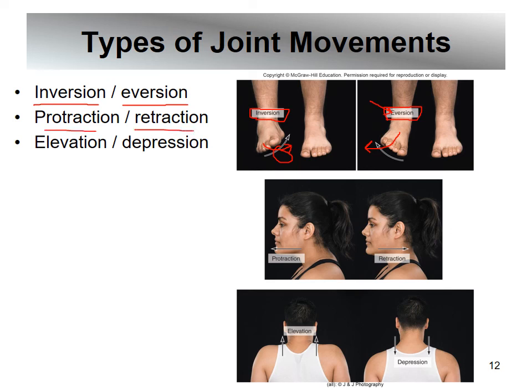Protraction and retraction means you're sticking something out. Protraction means I'm sticking something out. It could be my head, it could be my jaw. Retraction is pulling it back in. And then finally, elevation and depression. Elevation is raising something up. Depression is pushing it back down. If I was using my jaw, my mandible, an easy way to remember it: if I elevate my mandible, it closes my mouth. If I depress my mandible, I open my mouth.